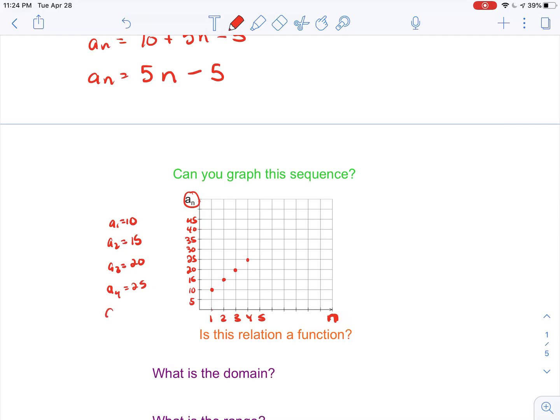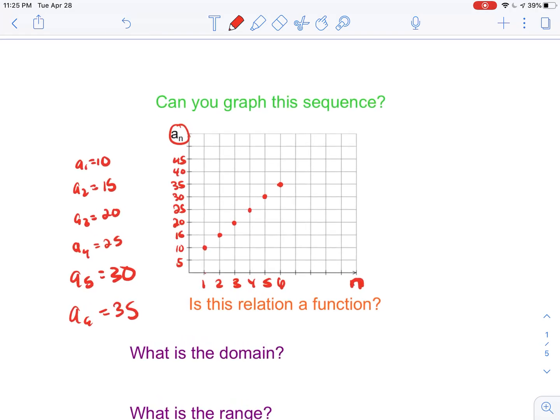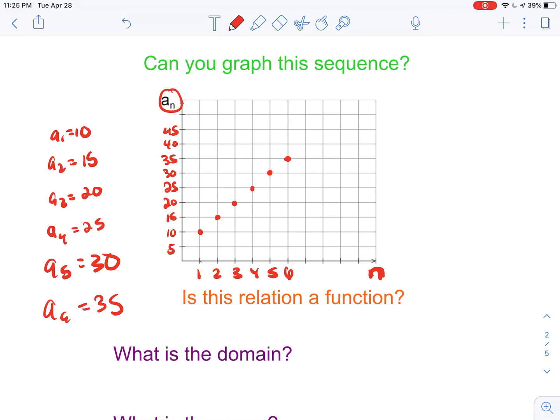How far did we go up here? Okay. A sub 5 is equal to 30. We did 6. Yep. And a sub 6 is equal to 35. So we would graph this in this way. Now, do we connect the points? And the answer is no, because there is no 1.5 term. There is no 2.5 terms. Each one of these are discrete values, okay? So we would leave this in this way.